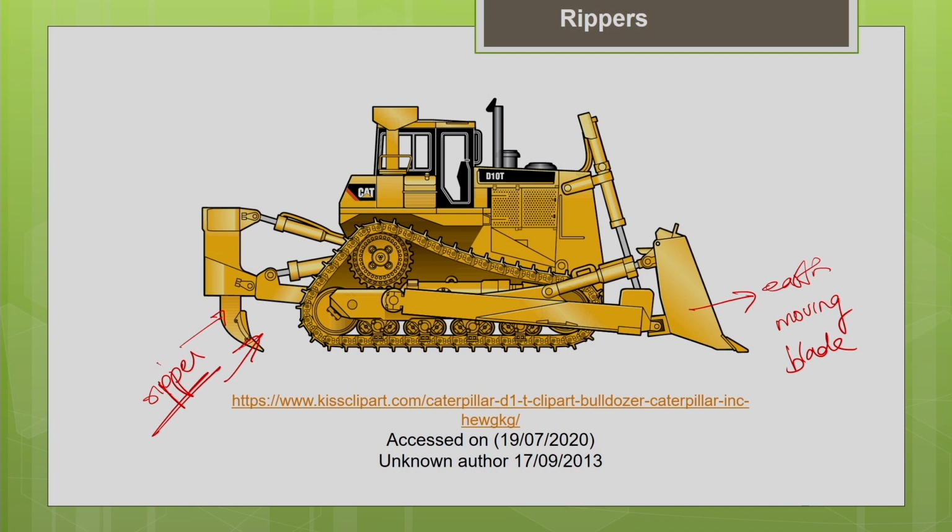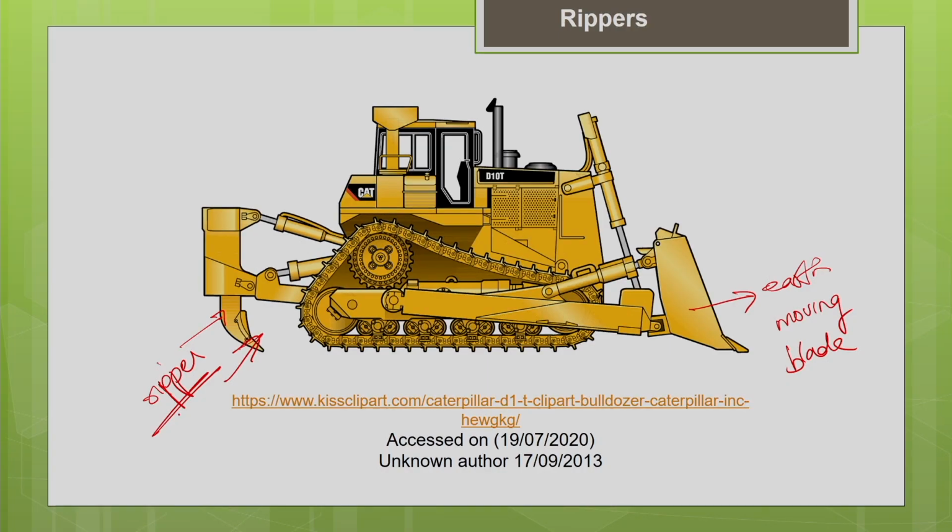Similarly, even before using a scraper, which is also another earth moving machine, I can use a bulldozer with a ripper attachment. Loosen the earth first, then use the scraper for loading. That way you can enhance the productivity of the scraper. So, this ripper is basically to loosen the material.